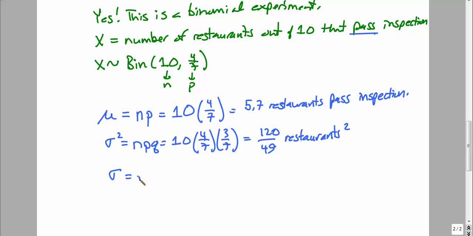So what we do then is we take the square root of the 120 over 49, and let's go ahead and round that to the nearest tenth as well. So 120 divided by 49, and I'd get here 2.4 is the standard deviation. 2.4 restaurants pass inspection. That's my standard deviation.